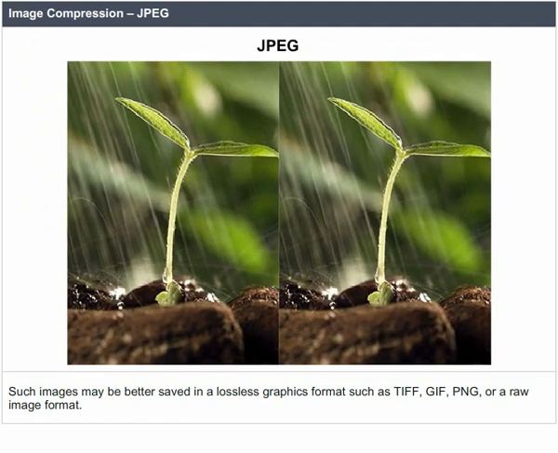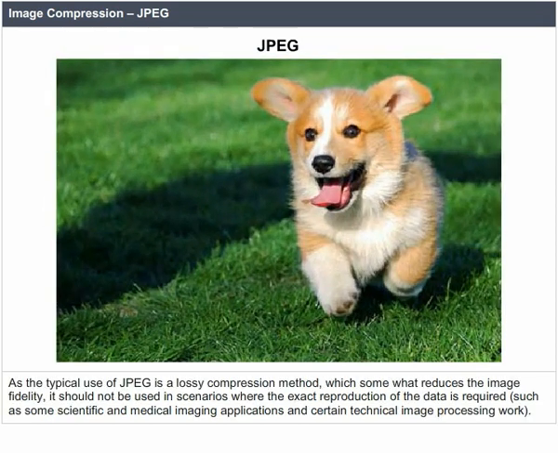As a typical use of JPEG is a lossy compression method, which somewhat reduces the image fidelity, it should not be used in scenarios where the exact reproduction of the data is required, such as some scientific and medical imaging applications and certain technical image processing work.